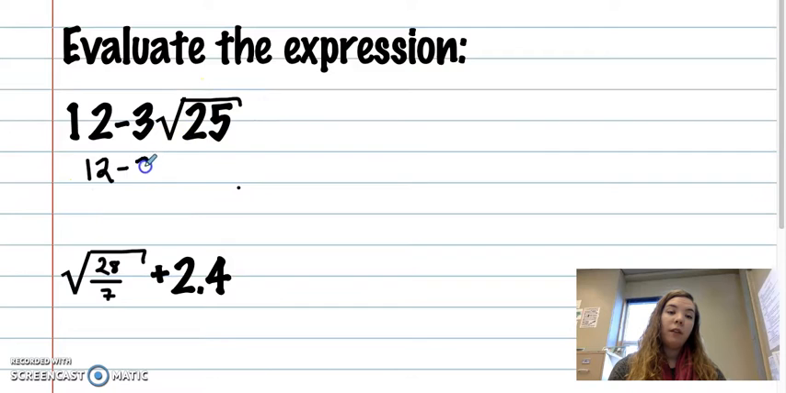So the square root of 25 is positive and negative 5, but when you're doing something like this, it just wants the positive root. So you do 3 times 5. 12, 3 times 5 is 15. 12 minus 15 is negative 3. So this would be our final answer.